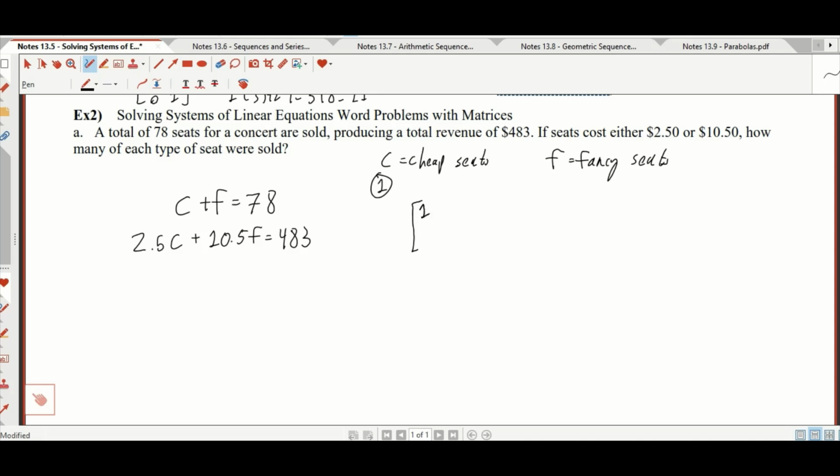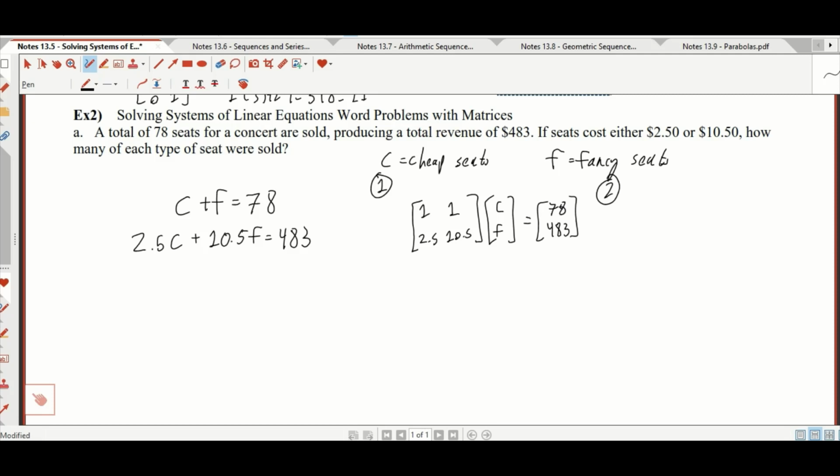So [1, 1; 2.5, 10.5] times [C; F] equals [78; 483]. Got it? Step 2 is we're going to find the inverse of this matrix here.